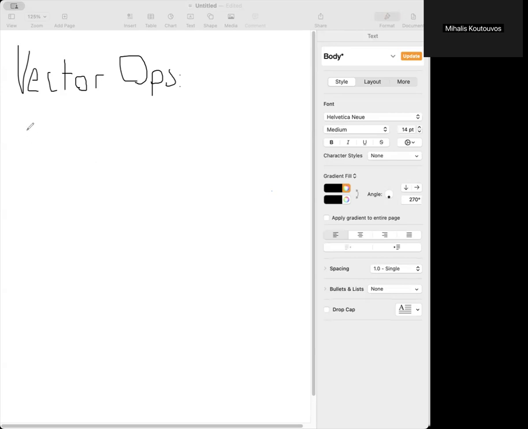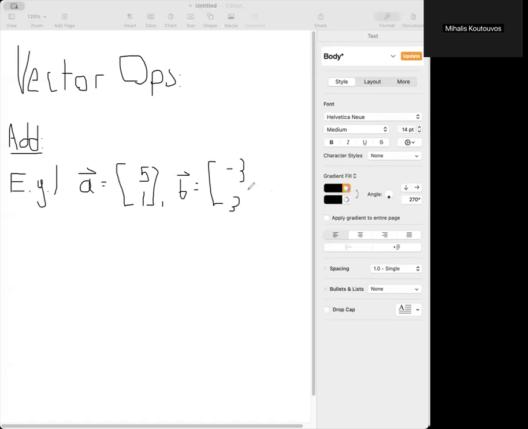So, let's define an example. We're going to start off with addition just to start. Let's say we have an example here. We're going to define a vector A equals 5, 1. B is set equal to, let's say, -3 and then 3.